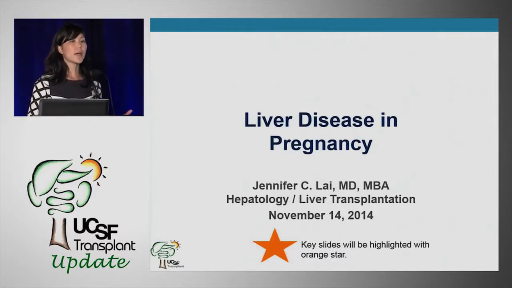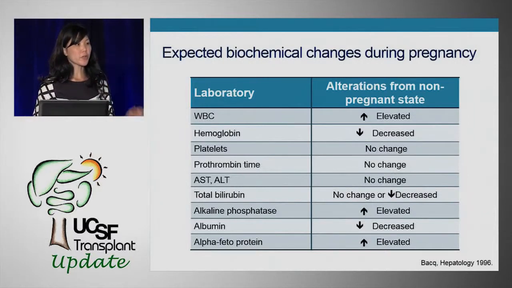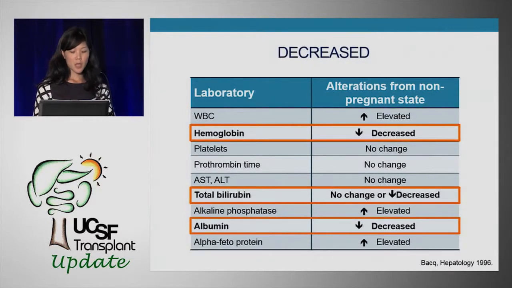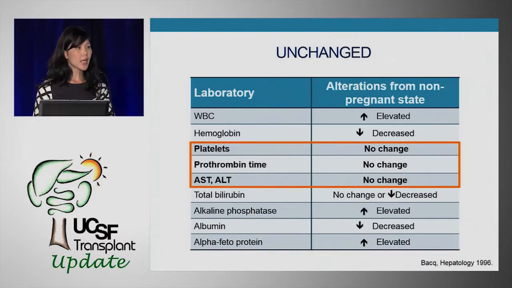Before we can really talk about liver disease in pregnancy, we should first remind ourselves about what changes in pregnancy are considered normal. This table summarizes some of the common laboratory tests that we're going to be asked to interpret when we consult on patients with liver disease in pregnancy. You'll note that there are a couple of laboratory tests that are routinely elevated in an expected fashion: white blood cell count, alkaline phosphatase, and the alpha-fetoprotein. Hemoglobin, total bilirubin, and albumin are routinely decreased. And the platelets, prothrombin time, AST, and ALT remain normal during pregnancy.